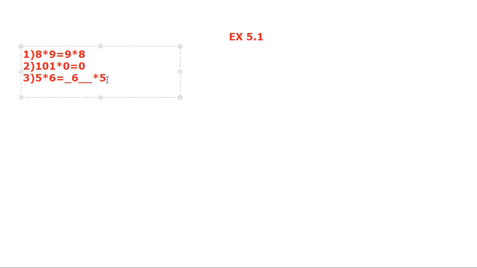Let's go to number 4. 99 into 0. Anything you multiply with 0, the answer is 0. Number 5.